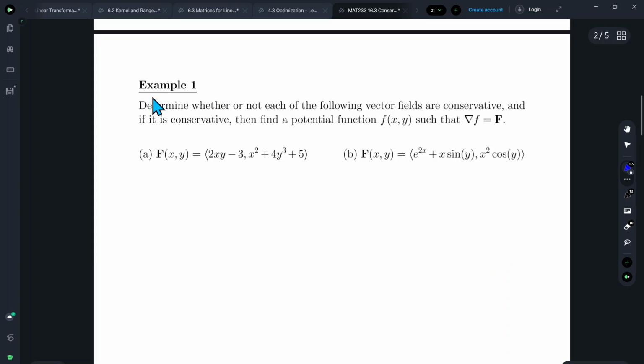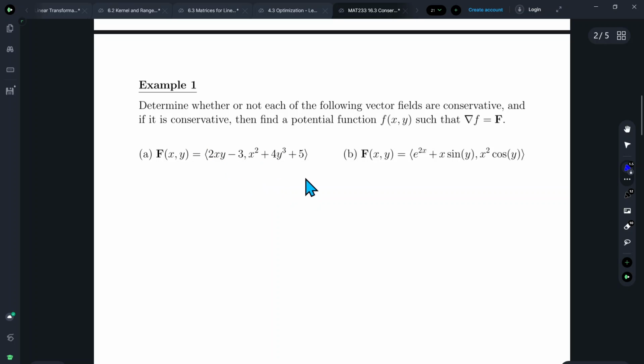Okay, so taking a look at example 1, we're presented with two different vector fields, and for each vector field we have to determine whether or not it's conservative. And in the case where the vector field is conservative, we want to find the potential function. Okay, so let's take a look at the first vector field on the left.